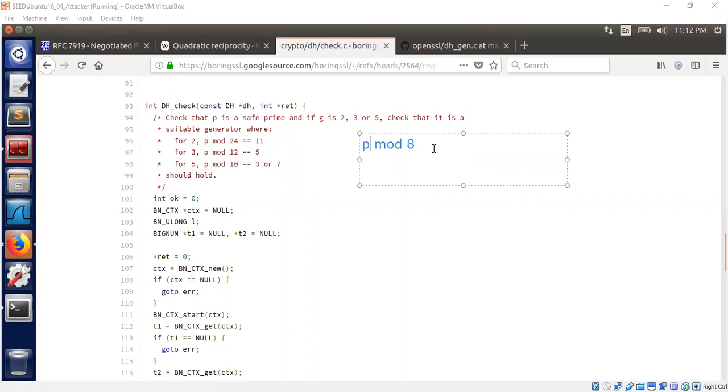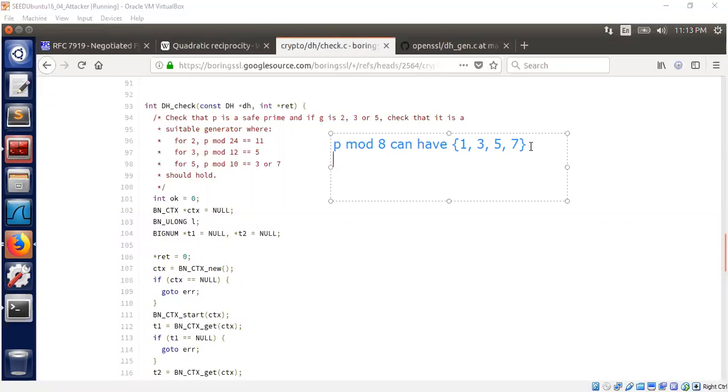So P mod 8 has to be either, what are the possibilities? It can be 1. Can it be 2? Well, it can't be 2. If it is 2, what you're saying is 8 times some number plus 2, which is an even number. So P is obviously not an even number, so 2 can't be the remainder. We can have 3. We can't have 4. We can have 5 and 7. So these are the possible values P mod 8 can have. So let's walk through one by one. What happens if you have the value P mod 8 as 1 or 7?